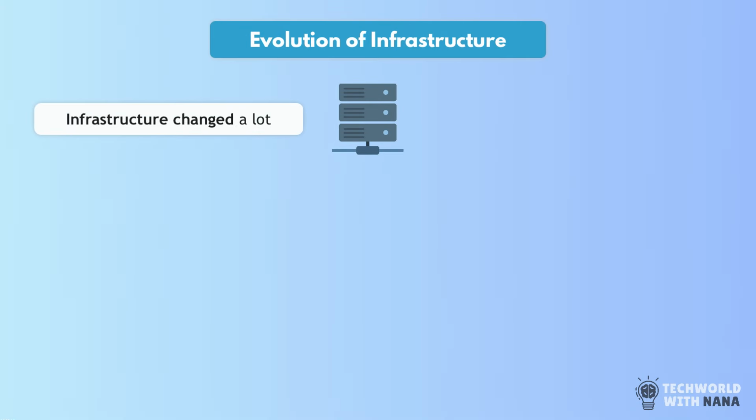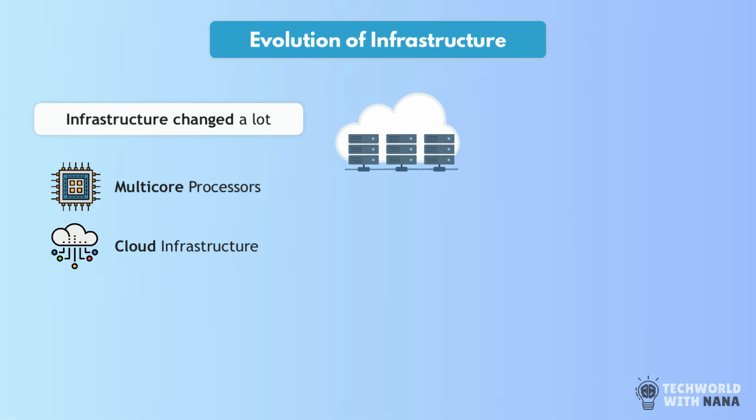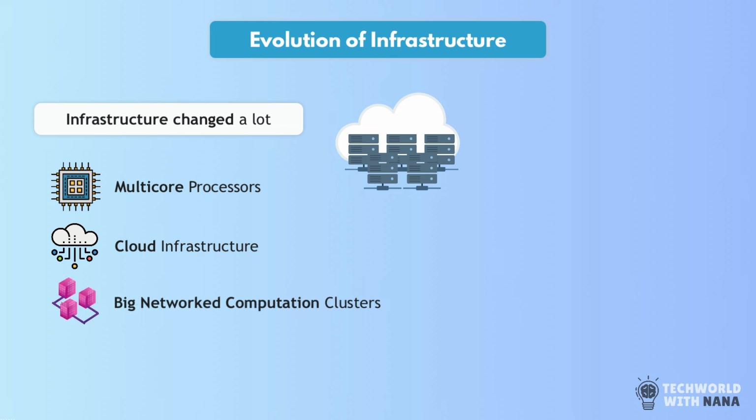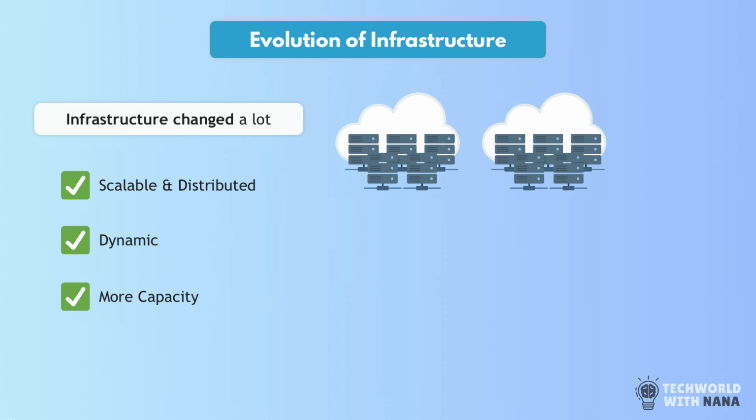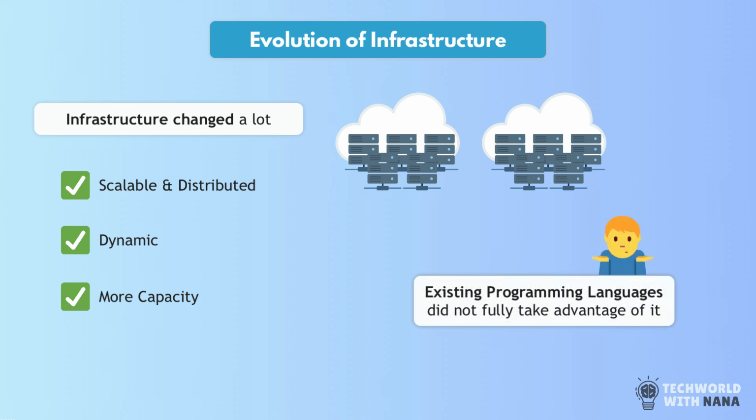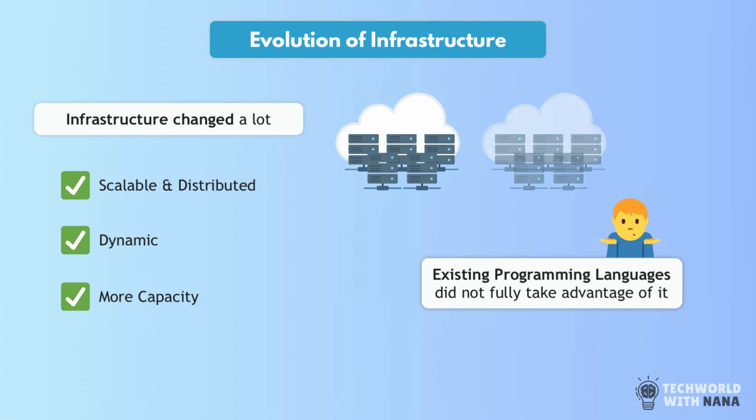Well, the infrastructure where the applications were deployed changed a lot in the last few years. Multi-core processors became common, and also using cloud infrastructure with hundreds or thousands of servers with multiple processors to deploy applications became pretty universal. So infrastructure became much more scalable, dynamic, and had more capacity. However, most languages couldn't help in writing applications that would take advantage of these infrastructure improvements.